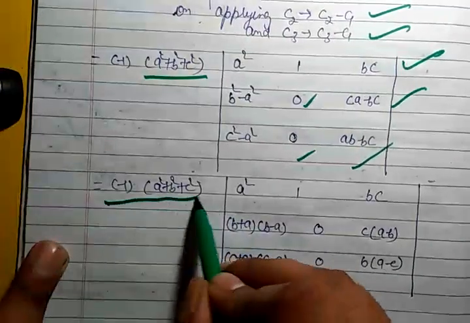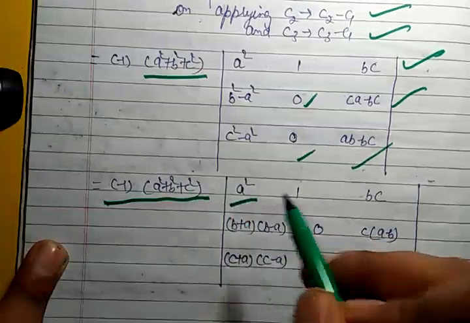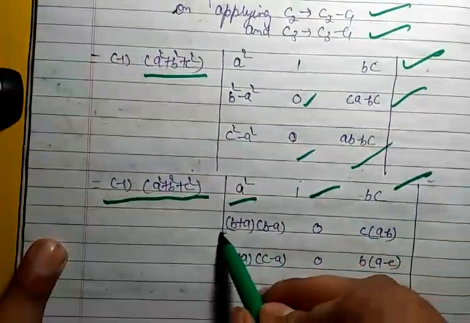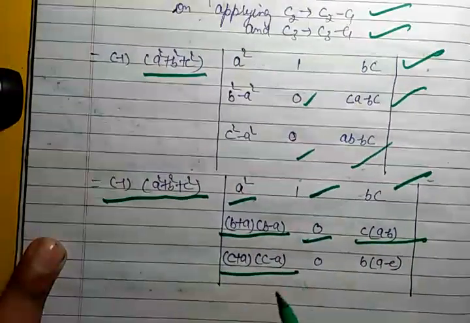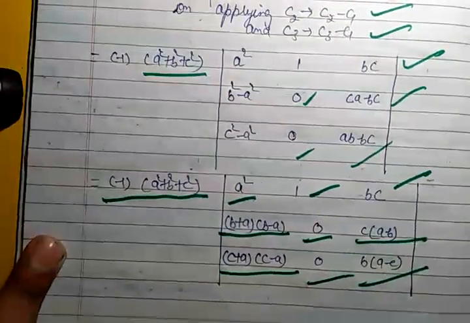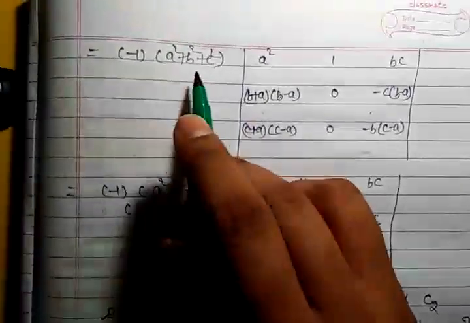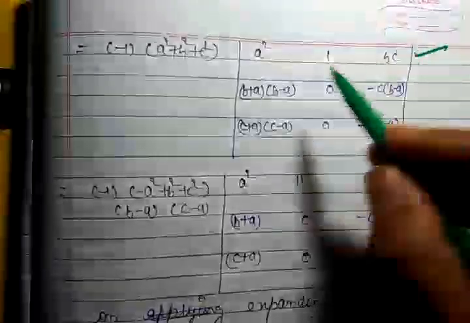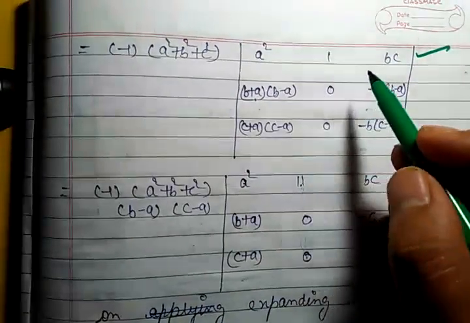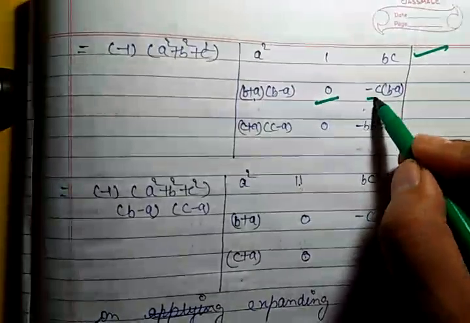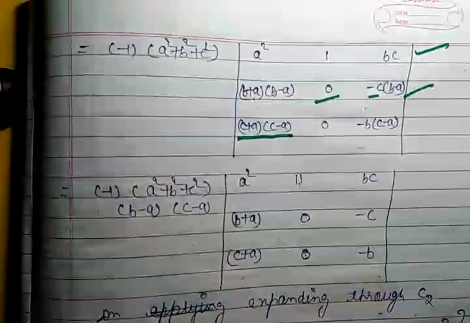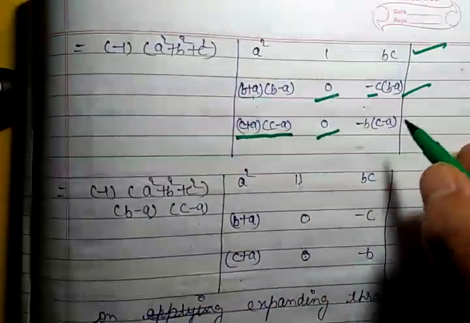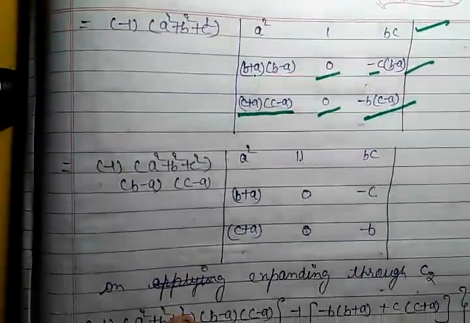Now in the next row we will get −1, a² + b² + c², then a², 1 and bc, and b + a and b − a, 0, c into (a − b), and here we will get c + a, c − a, 0, and b into (a − c). After doing so, we will get here −1, a² + b² + c², a², 1, bc. We will apply the formula here, b + a, b − a we will get, and it will be 0, and then taking the common −c here, we will get b − a. And after applying the formula here, we will get c + a and c − a, and at that place we will get 0, and here we will get −b, c − a.